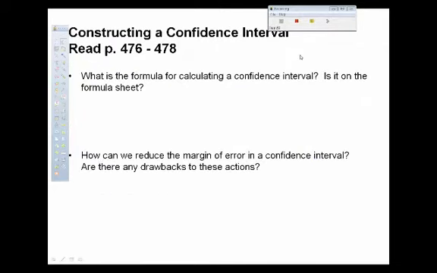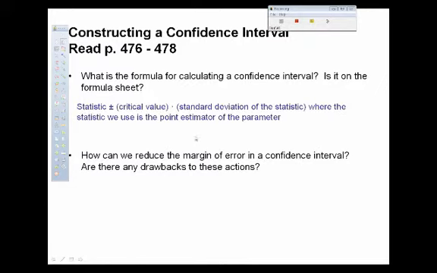What is the formula for calculating the confidence interval? Is it on your formula sheet? It's your statistic plus or minus the critical value times the standard deviation of the statistic, where the statistic we use is the point estimator of your parameter. And is it on our formula sheet? Yes, but you will have to know how to use it.